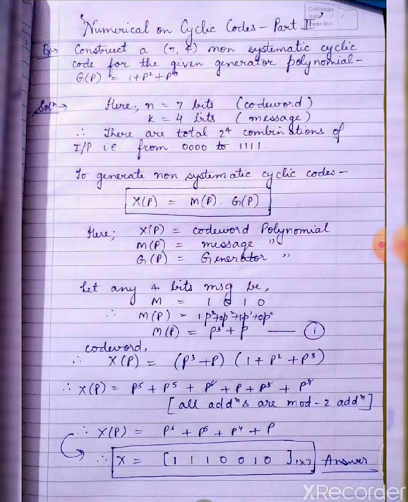Whereas in the last lecture, when we generated codes for systematic cyclic codes, we were able to identify the message bits and parity bits separately by seeing the generated code word. So now we can design both types of cyclic codes, systematic cyclic codes as well as non-systematic cyclic codes. The formulas to generate the two codes are different.